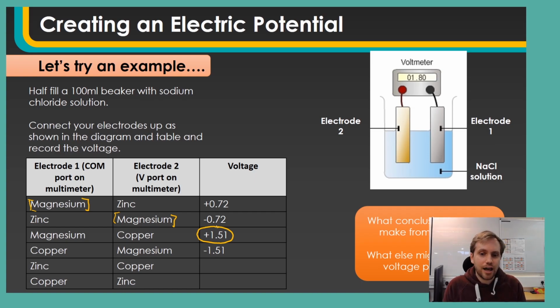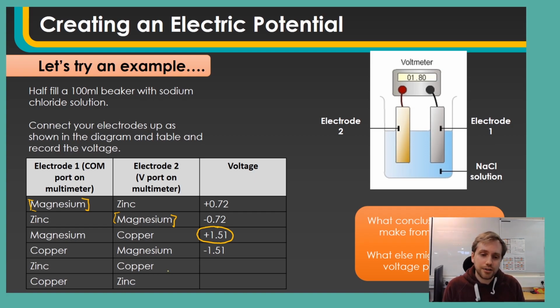The next thing that we are going to consider is how can I predict the voltage that's created for zinc and copper. The first thing that I can probably do is work out which way round is going to give me a positive result and which way round is going to give me a negative result. So I want you to have a little bit of a think. Again, you can pause the video if needed.